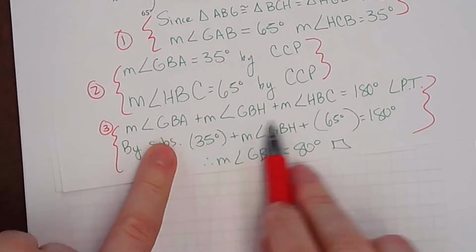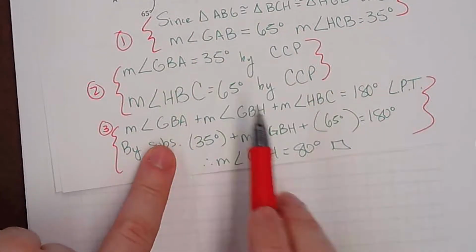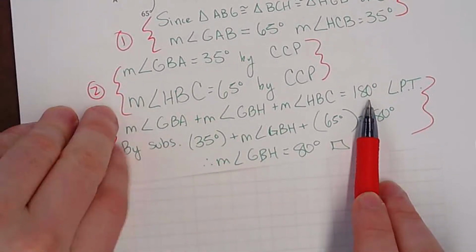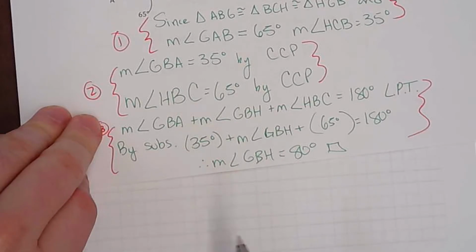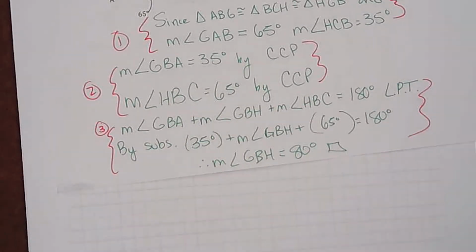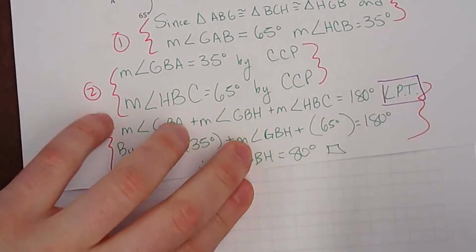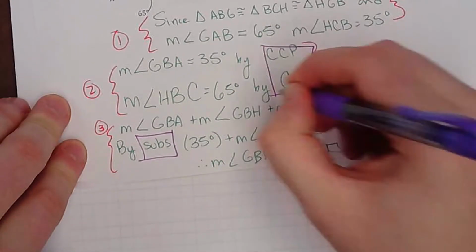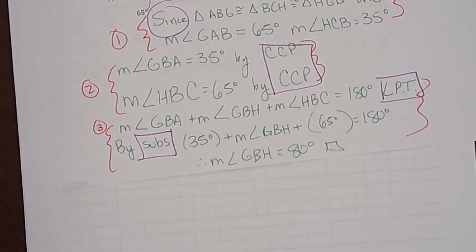So how do we set up the equation? We have to add all these together to equal 180, right? That's going to be our equation. How did we know that was okay to do? Linear pair theorem. Okay? So let me highlight in, let's use purple, these are my reasons why. Linear pair theorem, subs for that. CCP for these. Sense, they gave it to us.